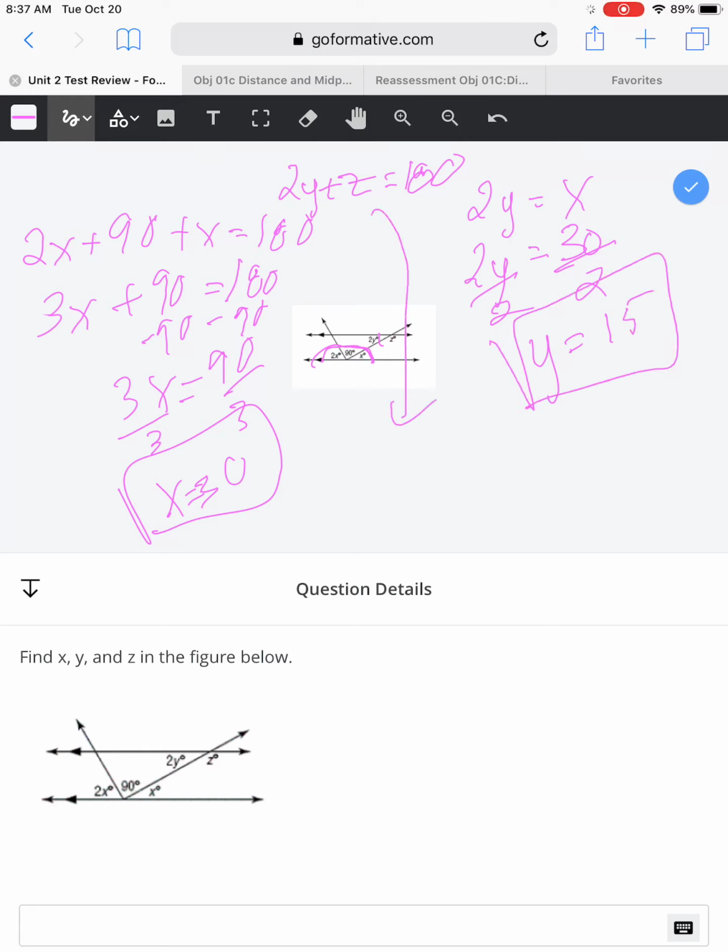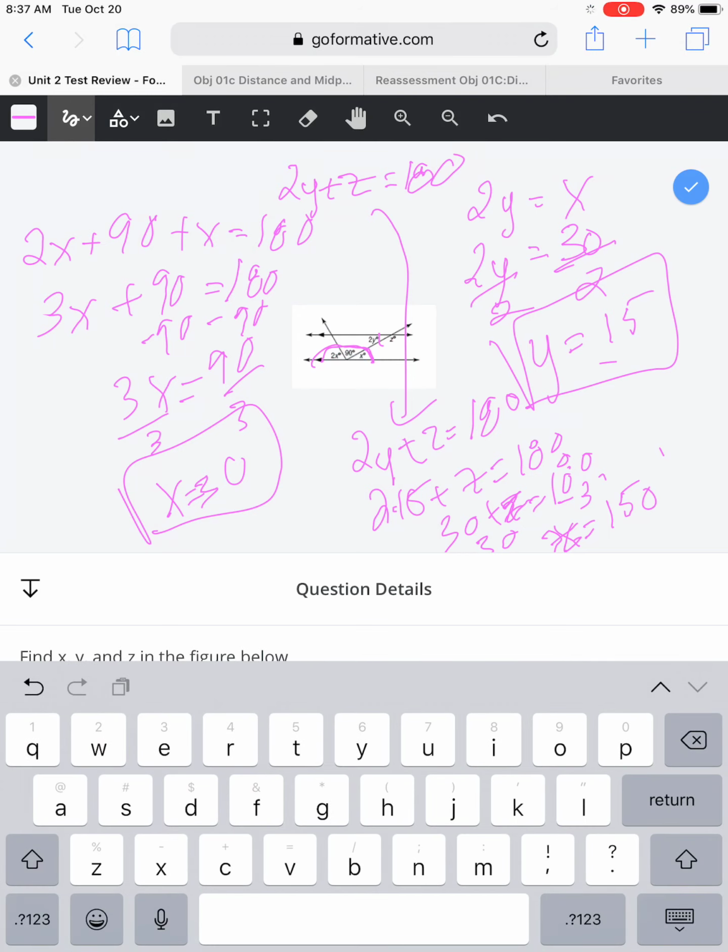And I have this 2y plus z equals 180. Well, now that I know y is equal to 15, that's going to be 2 times 15 plus z equals 180. That's going to be 30 plus z equals 180, minus 30, minus 30. Z is equal to 150. So we just write those down.